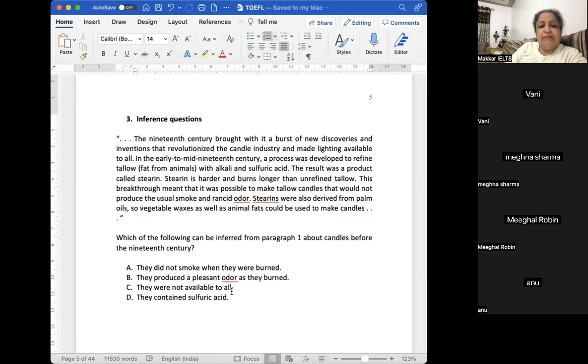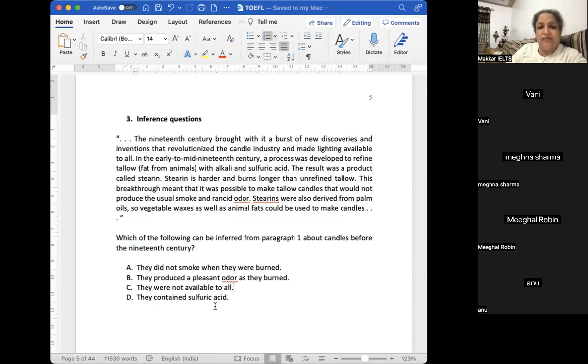Yeah. They were not available to all. Now look here. The 19th century brought with it a burst of new discoveries and inventions that revolutionized the candle industry and made lighting available to all. So in the 19th century they became available to all. The option says they were not available to all before the 19th century. You have inferred this from here, because in the 19th century came candles which were available to all. So can this be inferred, that before the 19th century they were not available to all? Yes, it may be answered. It can be considered, okay? Let us exclude or eliminate D also. Then, of course, C will be the answer.